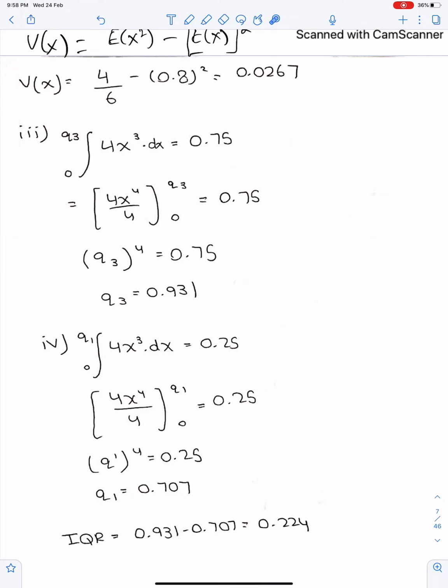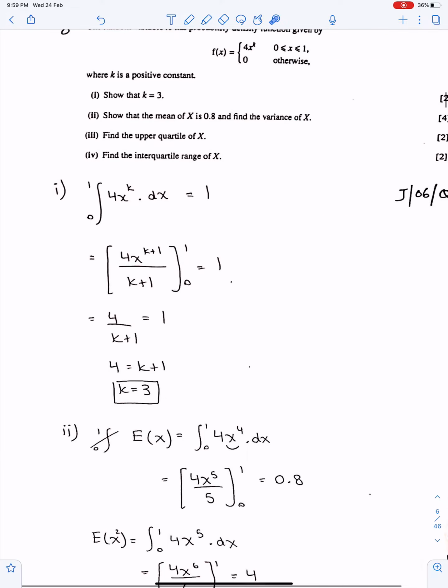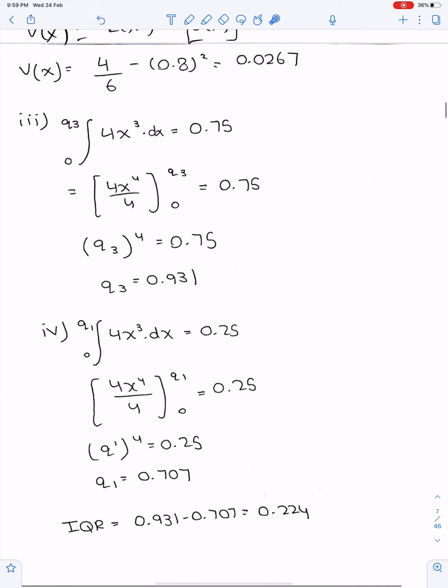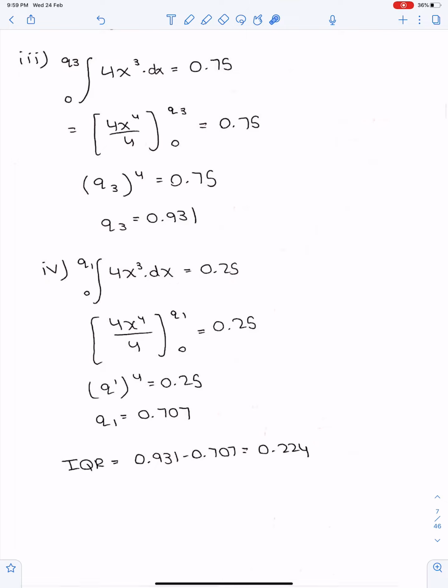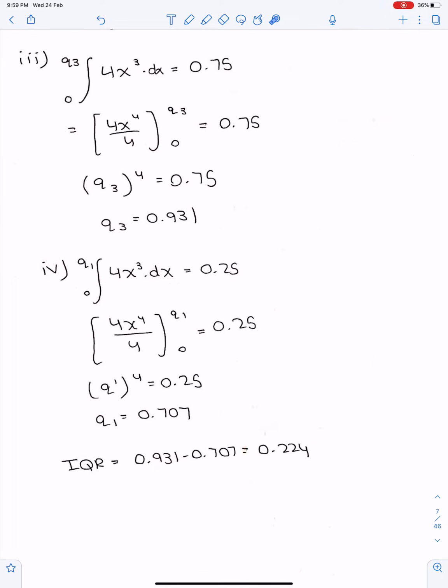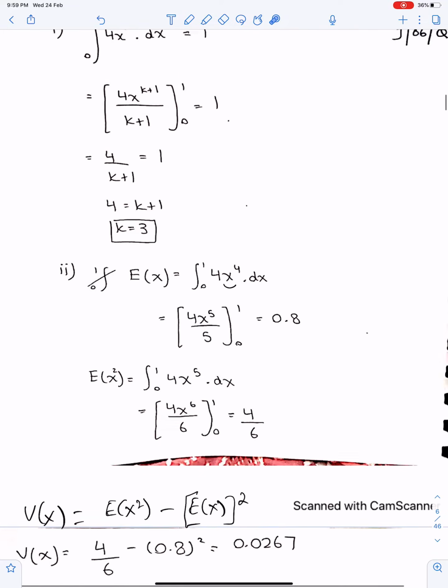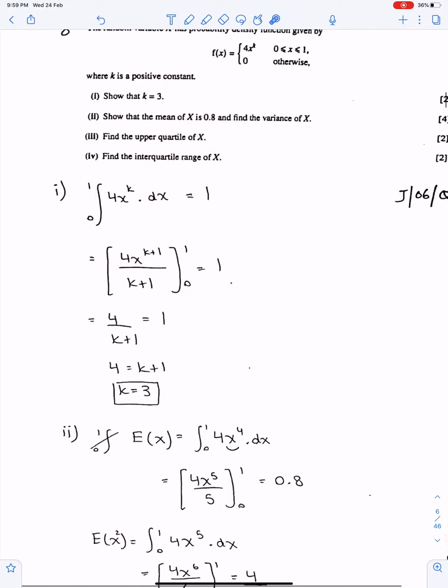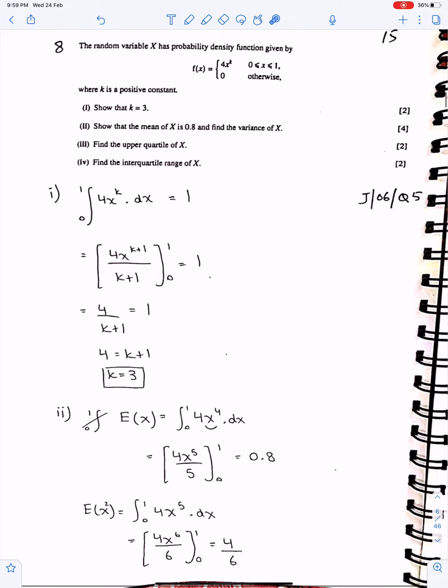Find the lower quartile, because the last part is to find the interquartile range. So first get the lower quartile. This is the formula of the lower quartile. The probability is 0.25. This is Q1, and the interquartile range, as you all know, is Q3 minus Q1. Make sure you give your answer up to 3 significant figures. If you want to check the solution again, you can.